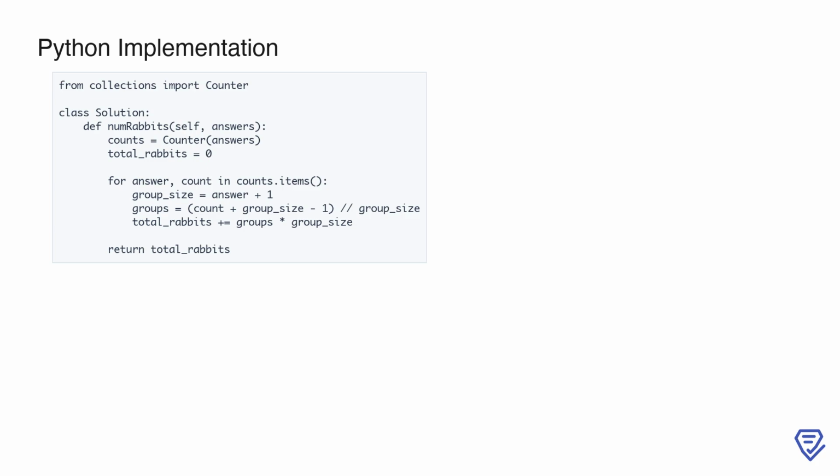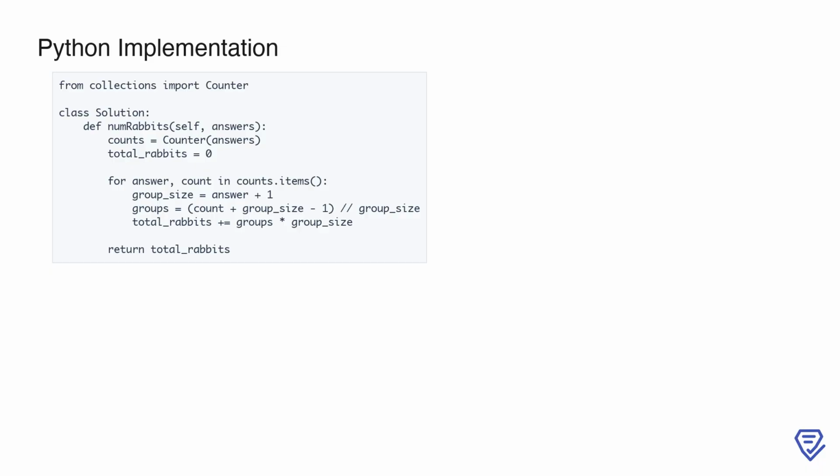2. Iterating over answers. For each unique answer and its count in the counter, calculate group_size as answer plus 1, because a rabbit claiming X implies a group of X plus 1 rabbits, including itself. Determine the number of such groups needed using (count + group_size - 1) / group_size. This formula performs a ceiling division to ensure we handle cases where the count doesn't perfectly divide into groups.